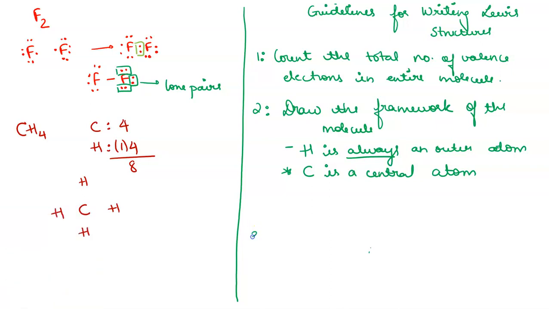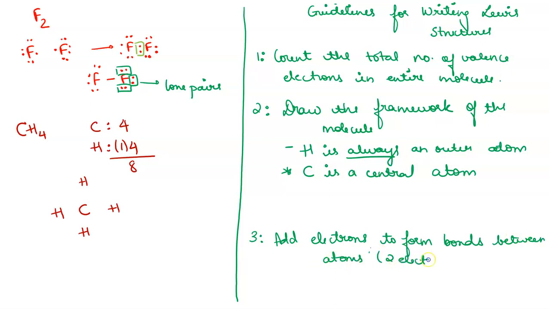Step number 3, I'm going to leave some space here because I'm going to add some more points to this. Step number 3 is to add electrons to form bonds between atoms. And remember, 2 electrons make 1 bond. Okay, and that's why we counted our total number of electrons in the very beginning. So that means we should not be going past the total number of electrons that we counted to begin with.